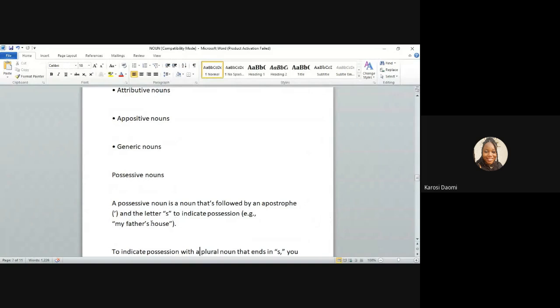my father's house, my auntie's bag. So that's an individual auntie. Now, if it's a plural, for example, let's use someone's name. What name would I use? Someone should please suggest a name.